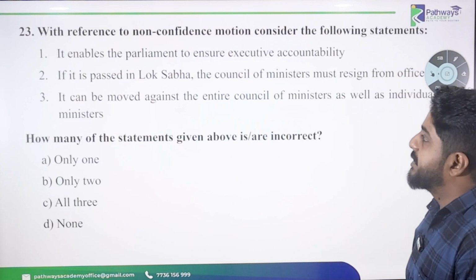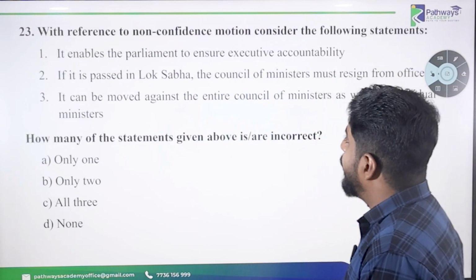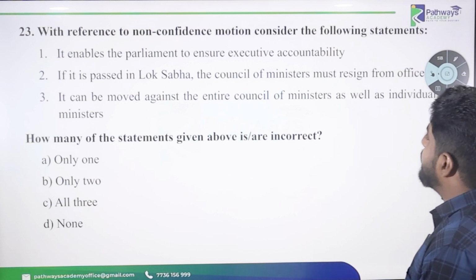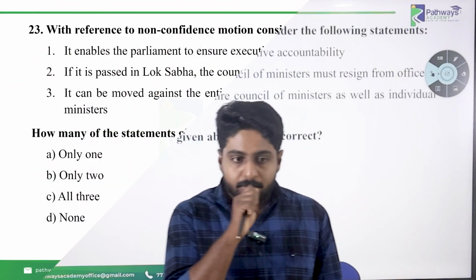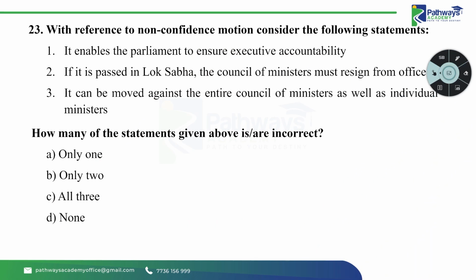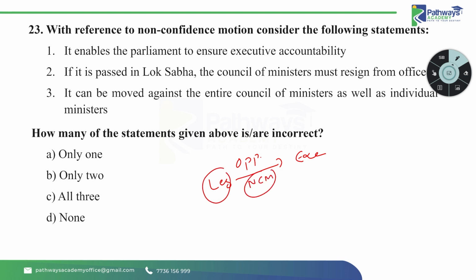Next question. Question number 23. With reference to no confidence motion, consider the following statement. What do you mean by no confidence motion? No confidence motion is used predominantly, usually by the opposition, to make the executive accountable. So the legislature will use the tool of no confidence motion to make the executive accountable, isn't it?